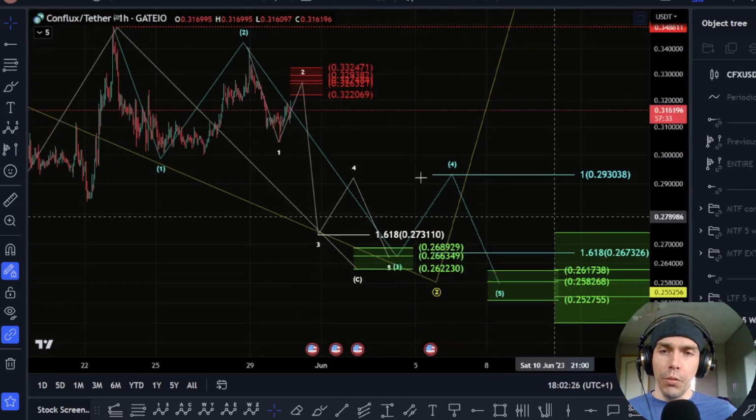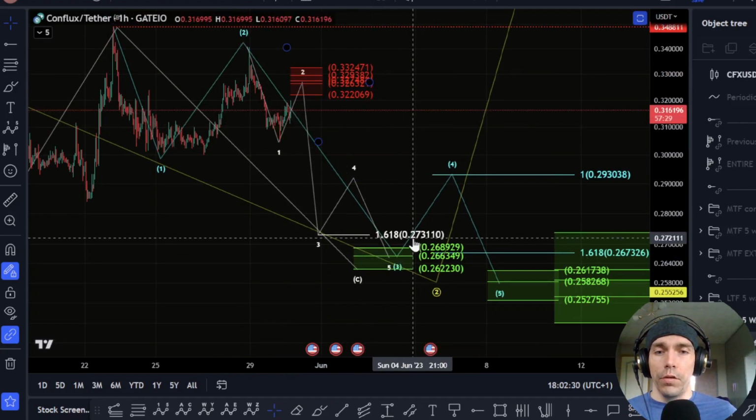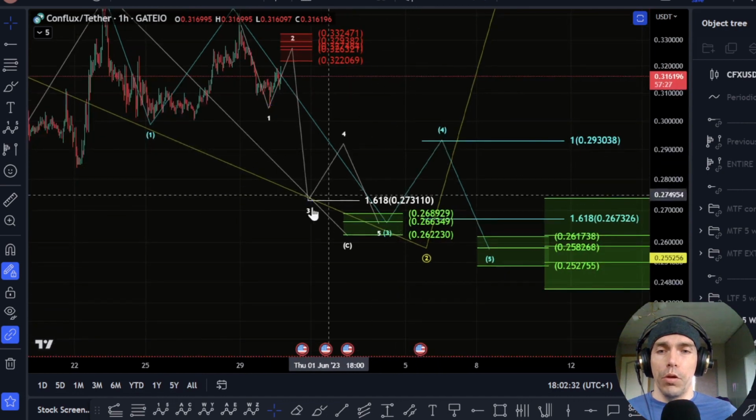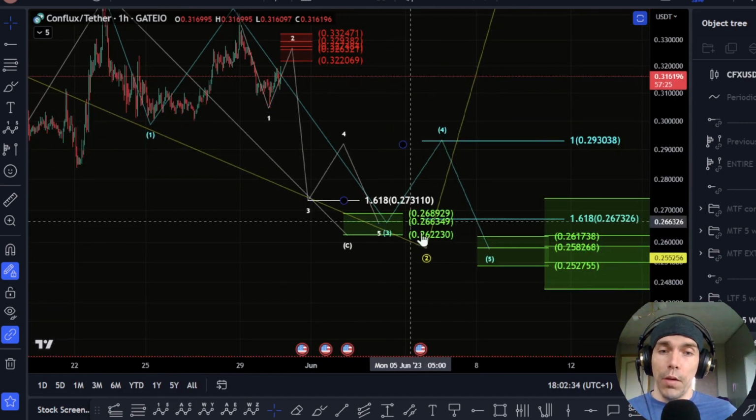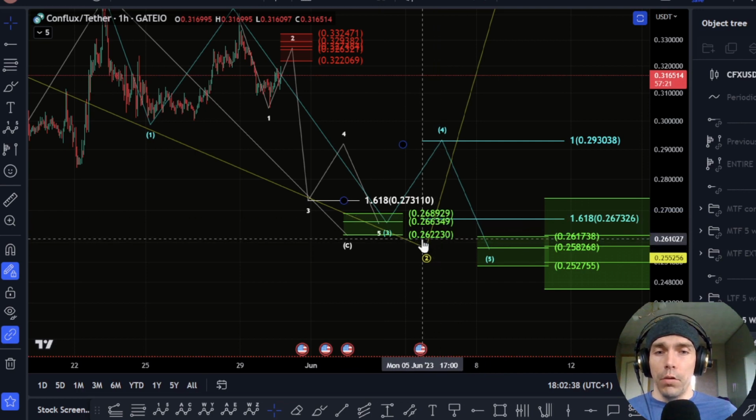Now if we do look to break down like this and we move to this 0.618 here at this 0.2731, what we could see is an additional 4th and a 5th wave, looking to target out this zone of this 0.2689 to this 0.2622.